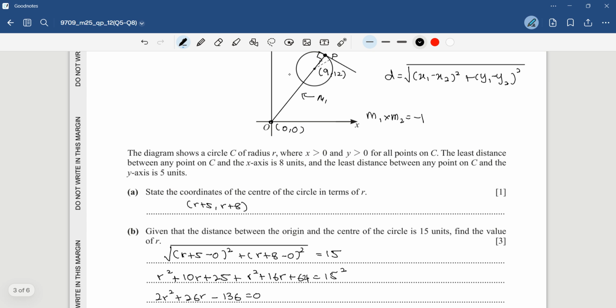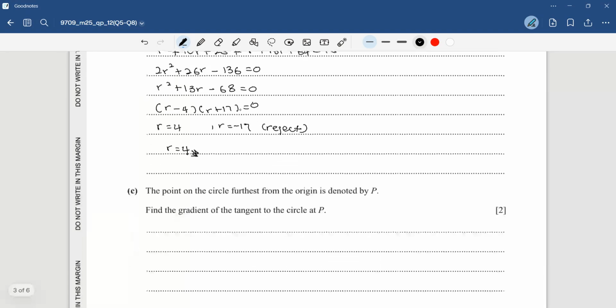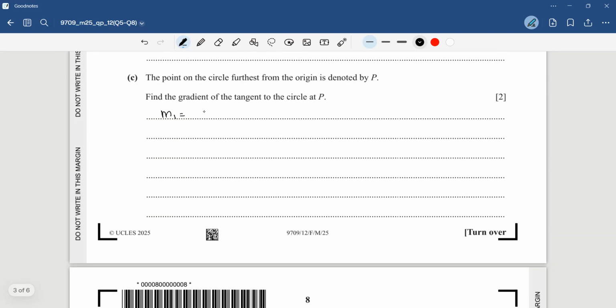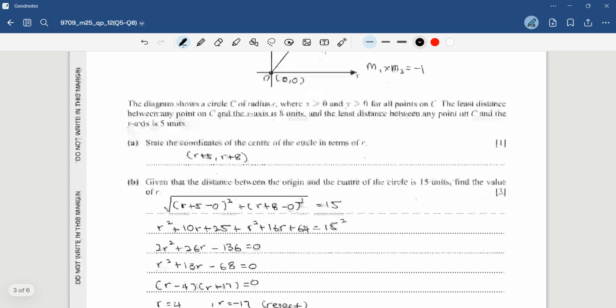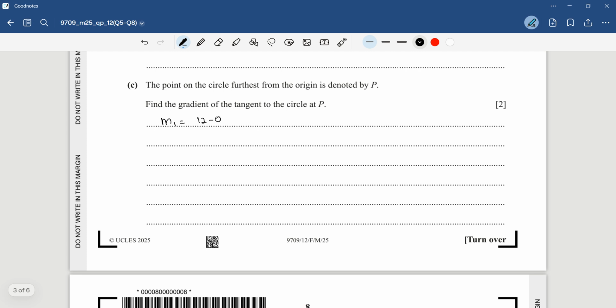So by using these two coordinates, we can find m1. My m1 will be 12 minus 0 over 9 minus 0, which is 4 over 3. Therefore my m2 will be negative 3 over 4. So you can use 4 over 3 times m2 equal to negative 1, so m2 is equivalent to negative 1 divided by 4 over 3, so you get negative 3 over 4.